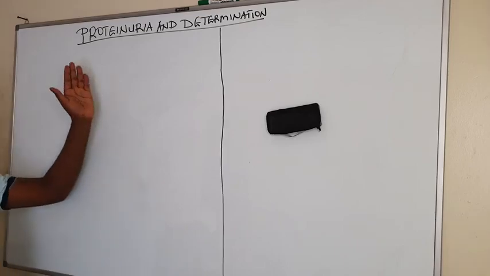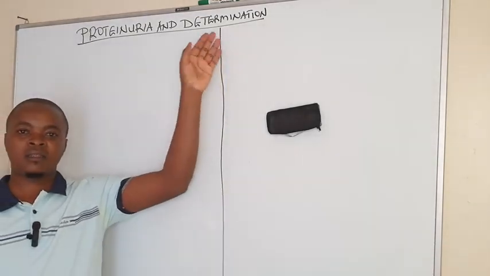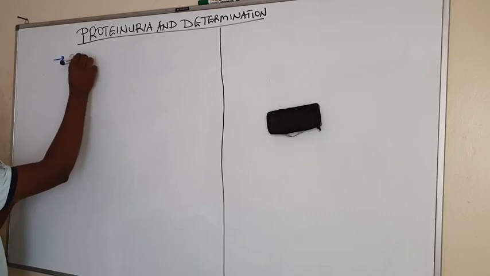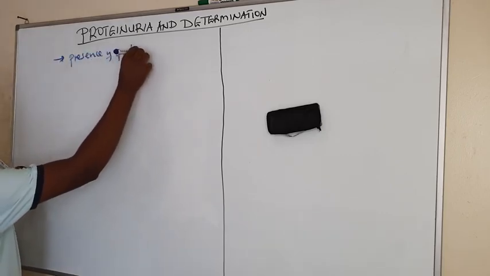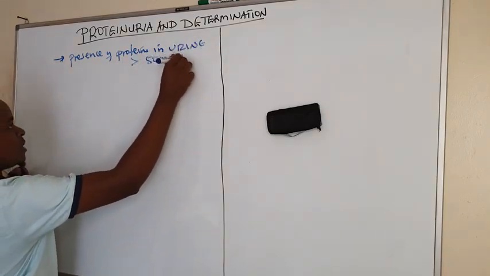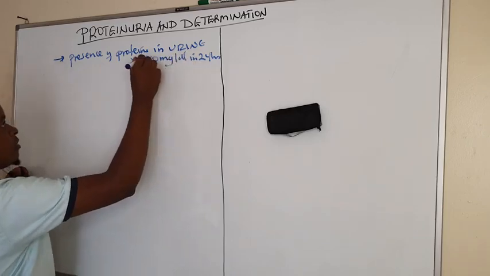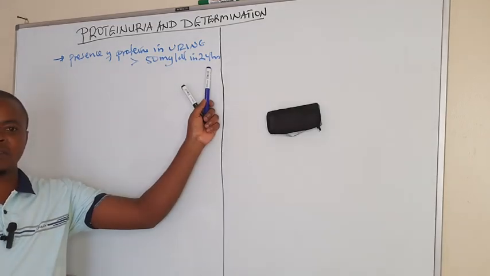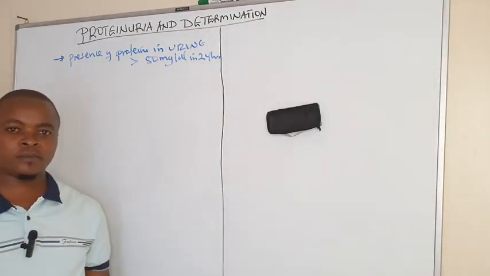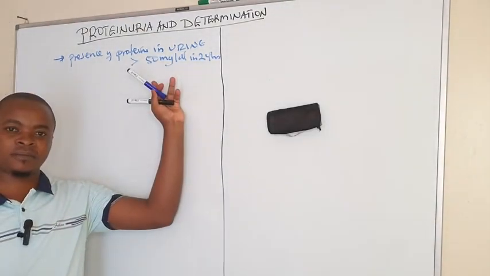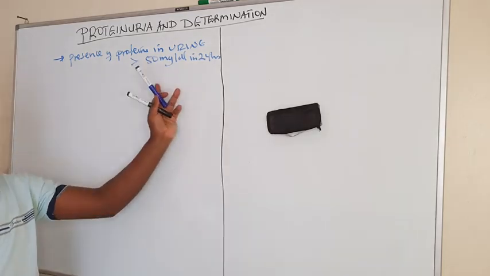So we are going to talk about causes of proteinuria and different methods that we can use to determine presence of proteins in urine. The term proteinuria is presence of proteins in urine greater than 50 milligrams per deciliter in 24 hours. So if we find there is presence of more than 50 milligrams per deciliter of proteins in 24 hours, there we can declare that you have proteinuria. The reference range is that proteins appear minimal in urine, but they should not be greater than 50. If it goes beyond that, that's where we say there is proteinuria.